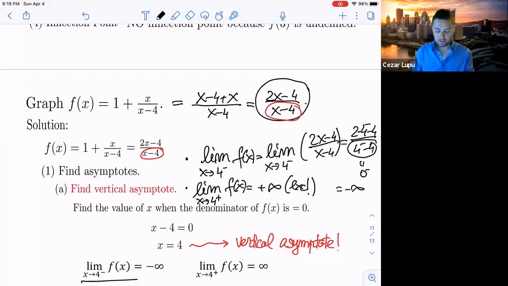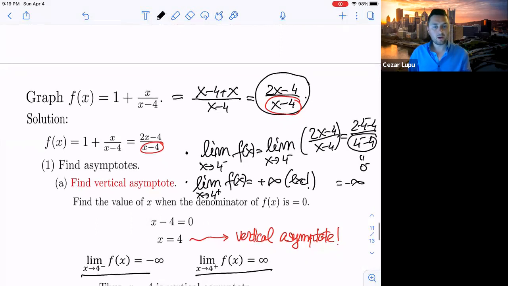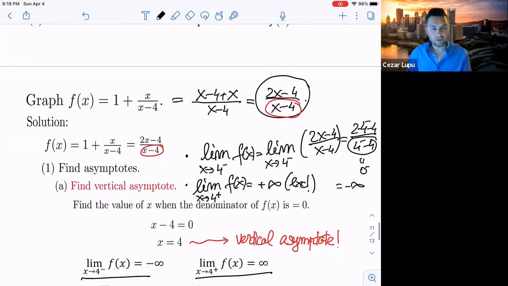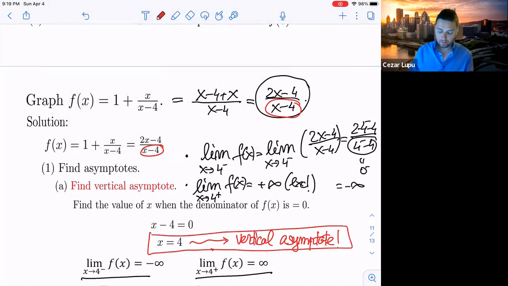As you can see, these two facts are stated here. So at this point, we know what the vertical asymptote is. x equals 4 is a vertical asymptote. So let's keep this in mind. This is a vertical asymptote. We need to know this.